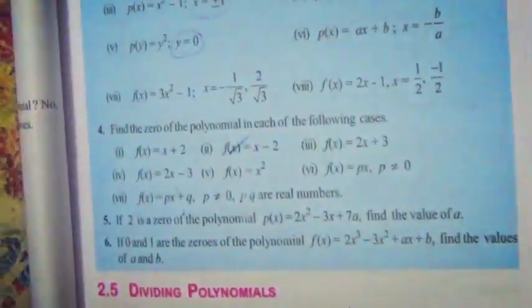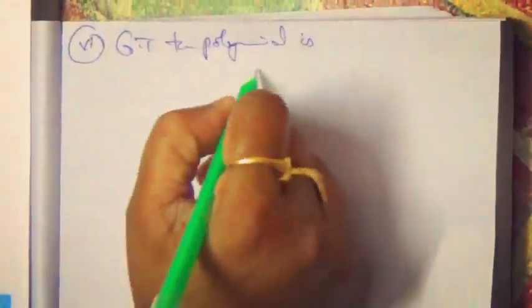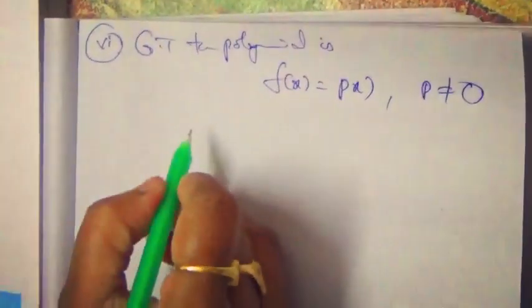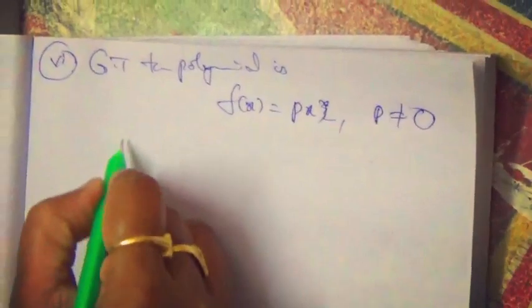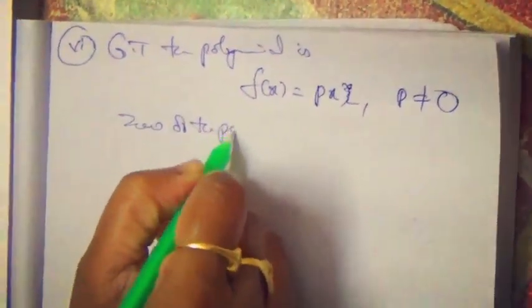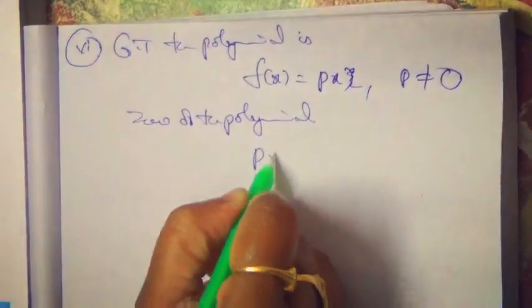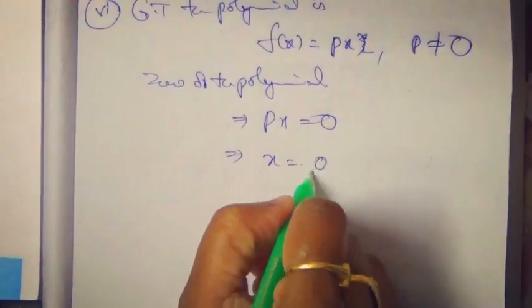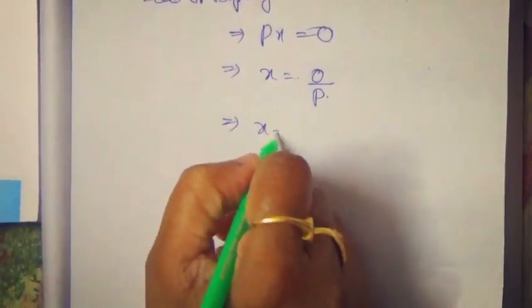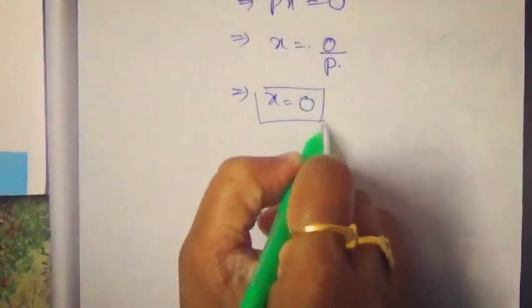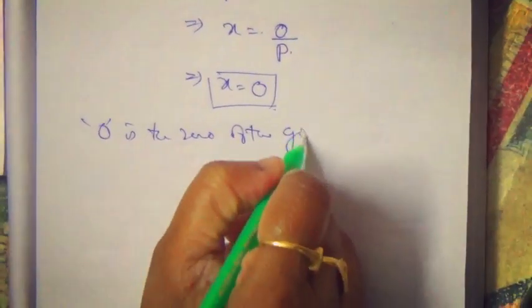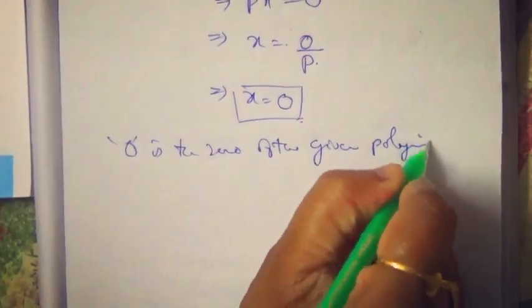Here sixth sum. Given that the polynomial is f of x is equal to px, but p is not equal to 0, it was given. Okay, px. So zero of the polynomial: px is equal to 0. That implies x is equal to 0 by p, that is x is equal to 0. So 0 is the zero of the given polynomial.